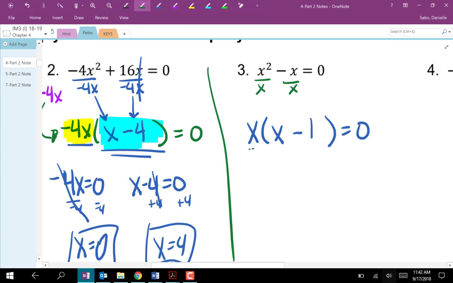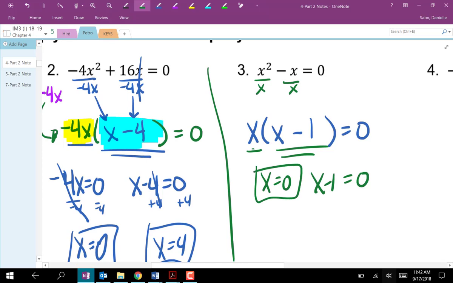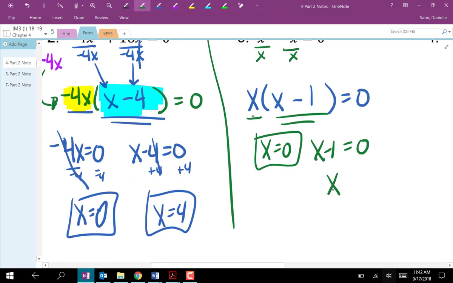Okay, now we set each one equal to 0. X equals 0 and x minus 1 equals 0. So that one's already done for us. We didn't do anything. But now we have to add 1 to both sides, and I get x equals 1.